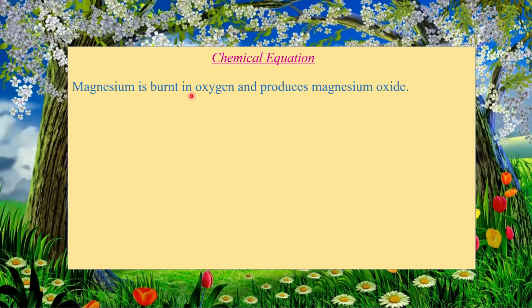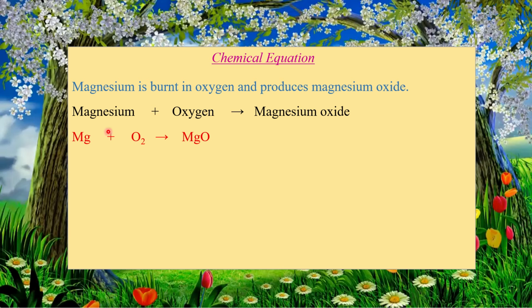So here the reactants are magnesium and oxygen and the product is magnesium oxide. So here magnesium plus oxygen, these two are reactants, and magnesium oxide is the product. Magnesium, Mg, because it is a metal, not diatomic, so Mg will be written here, but oxygen is a diatomic molecule, so you have to write here O2. And the formula of magnesium oxide is MgO.